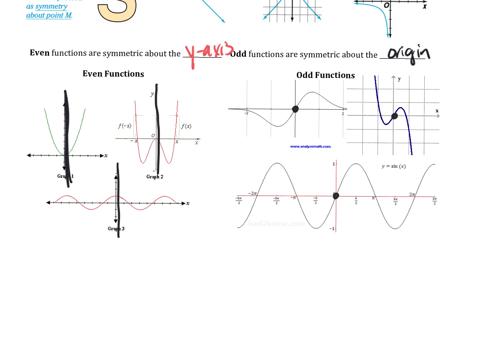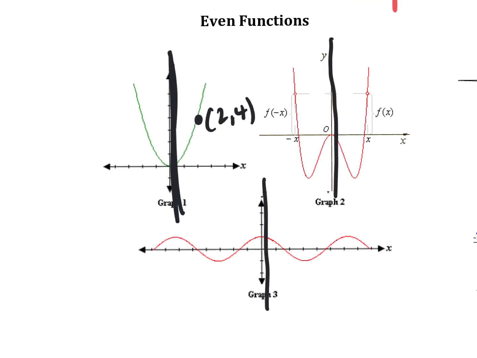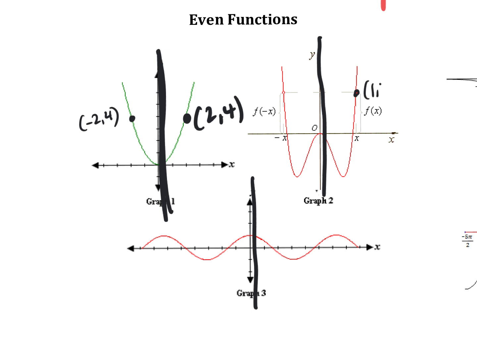And let's talk about what the heck those points would be. Let's talk about what makes something even. Let's say this was the point (2, 4) on this even function. What would the point be over here? Negative 2 what? Negative 2, 4, right? If this was the point (1, 7), what would this point be? I'm just kind of making these up. Negative 1, 7. So with even functions, when the x's change, the y's stay the same.